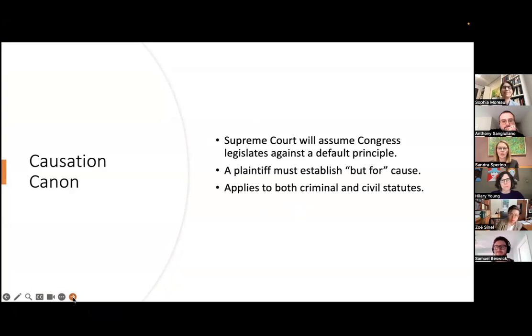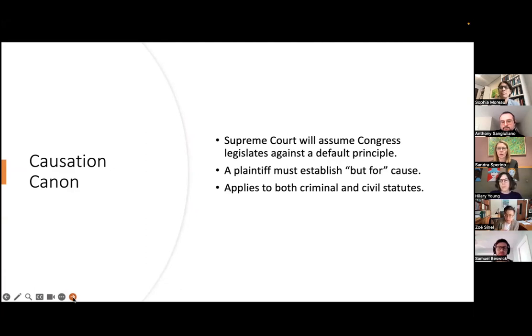The Supreme Court fairly recently, since the 2020s, that's how recent we're talking about, has stated in a couple of cases that if it is interpreting any causal language in any federal statute, it is going to assume that Congress legislated against a default principle. And that default principle is that the plaintiff has to establish but-for cause. And the court has said that it will use this presumption in both criminal and civil cases.